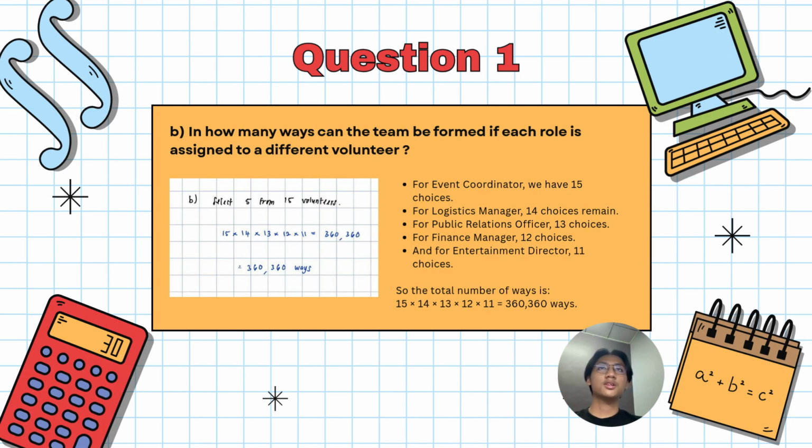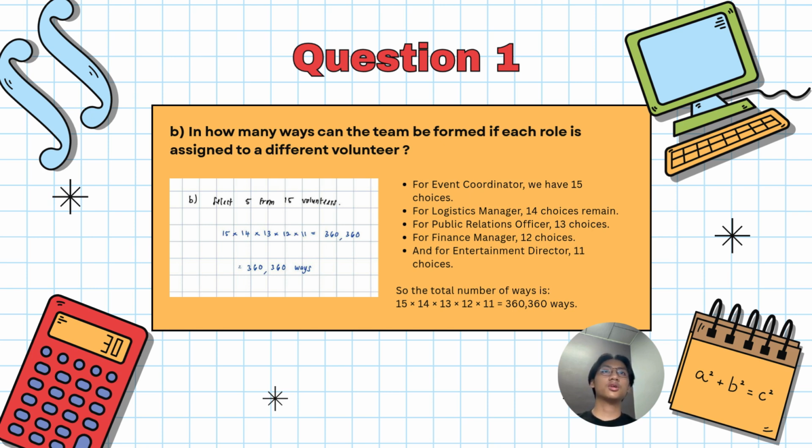Okay, for task B, let's calculate how many ways the team can be formed if each role is assigned to a different volunteer. Since each role is unique, no repetition is allowed. For event coordinator, we have 15 choices. For logistic manager, 14 choices remain. Why 14? Because no repetition is allowed, so after taking 1 person for event coordinator, only 14 remain. For public relation officer, 13 choices remain. For finance manager, 12 choices remain, and for the entertainment director, 11 choices remain.